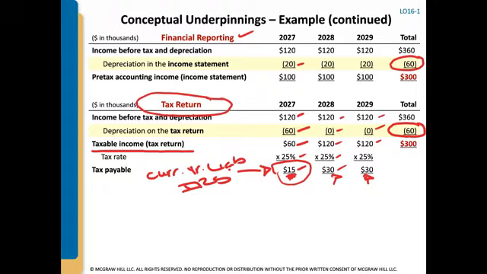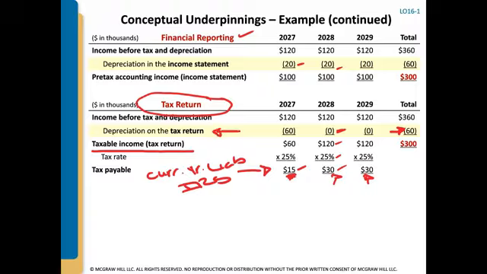In 2027, we had 20,000 versus 60,000 for tax return. In 2028 and 2029, we had 20,000 for books and none for tax. But overall, we've taken $60,000 of depreciation expense for both financial reporting and the tax return. This is why we call it a temporary difference.